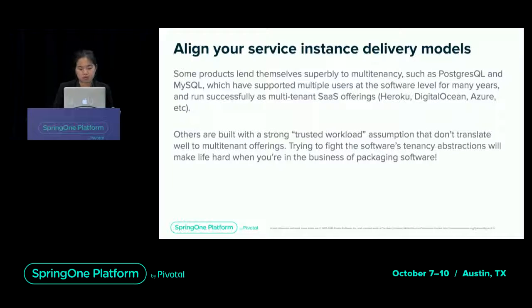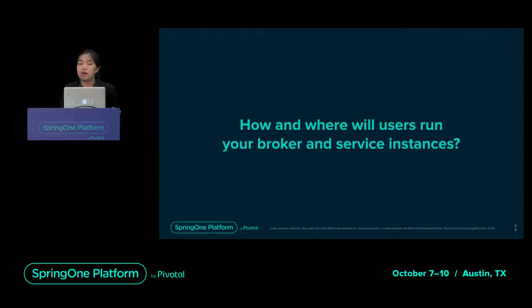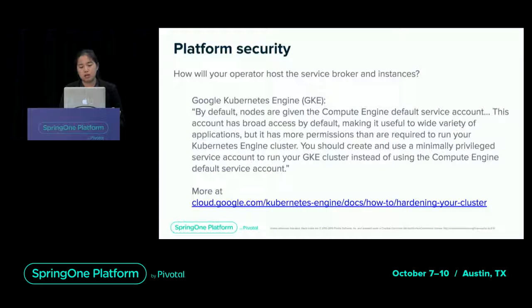So second question is, think about how and where your users, so where your platform operators that you are providing the service for, are going to actually deploy and run both the broker and the service instances. So this is like an infinite set. There are an infinite number of possibilities here, and I don't have time to cover it, this could be a talk all on its own. But I'm just going to give you one example of security concerns that you might want to think about if you're deploying to Google Cloud Engine, Google Kubernetes Engine, GKE. So the question here is how will your operator host the service broker and instances?